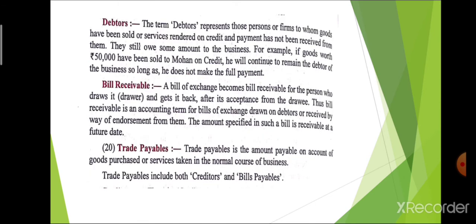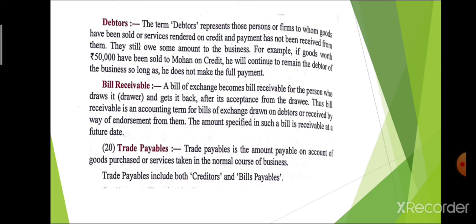First of all, debtors. Debtors means any person who purchases our goods on credit basis, that person is considered as a debtor. Here one example is given. If goods worth rupees 50,000 have been sold to Mohan, it means that we have goods and we sold 50,000 rupees worth of goods to Mohan on credit basis. And at that time Mohan is considered as our debtor.